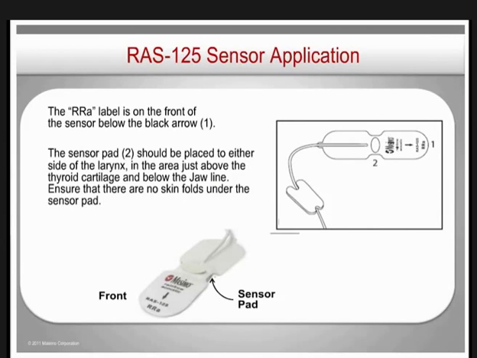The sensor pad should be placed to either side of the larynx, in the area just above the thyroid cartilage and below the jawline. Ensure that there are no skin folds under the sensor pad. Be sure to remove all packaging prior to placing the sensor on the patient.